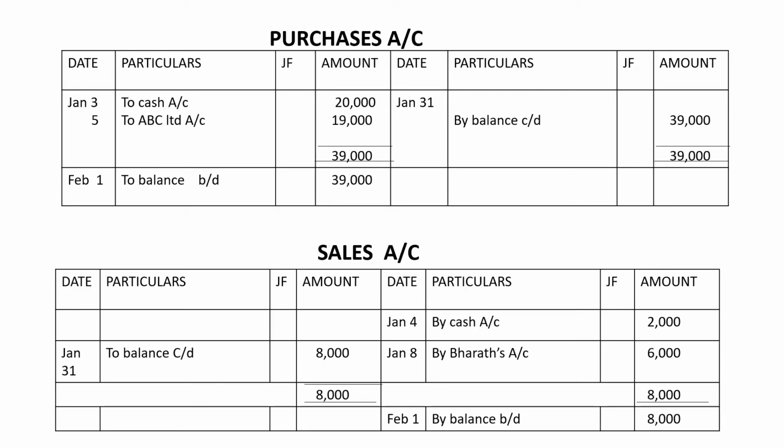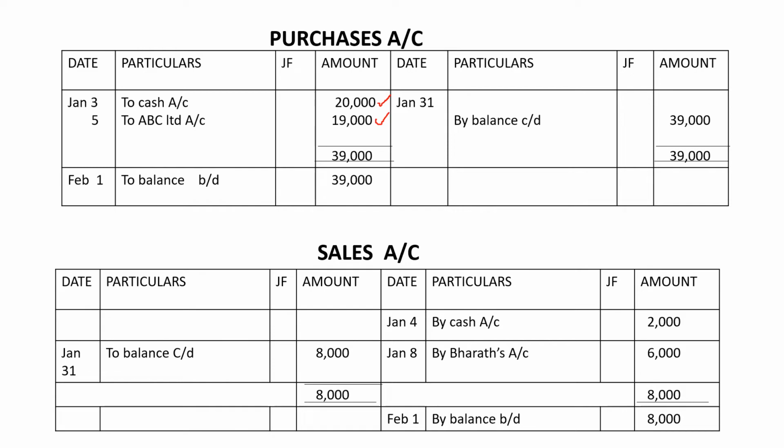Now the next account is the purchases account. So on the debit side, the transactions are on January 3rd to cash account 20,000 rupees. Then on January 5th to ABC Limited 19,000 rupees. Okay, now we have to write the total because we have to close this account. So the total is 39,000. So here also 39,000 on the credit side we have to write.